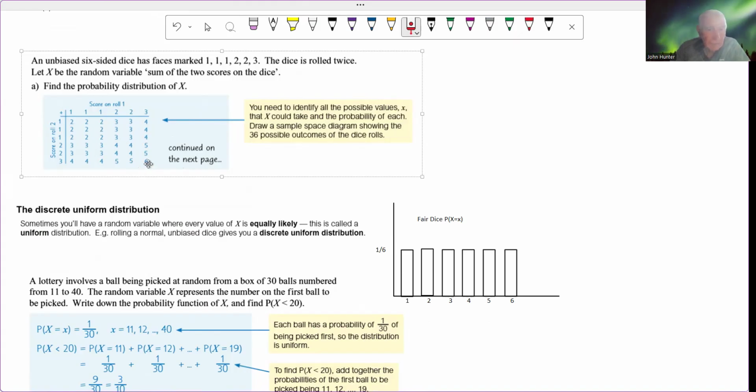Probability of getting a 5. Well, how many 5s have we got? 1, 2, 3, 4. 4 5s. So that would be 4/36. Okay, so that's the idea with that.